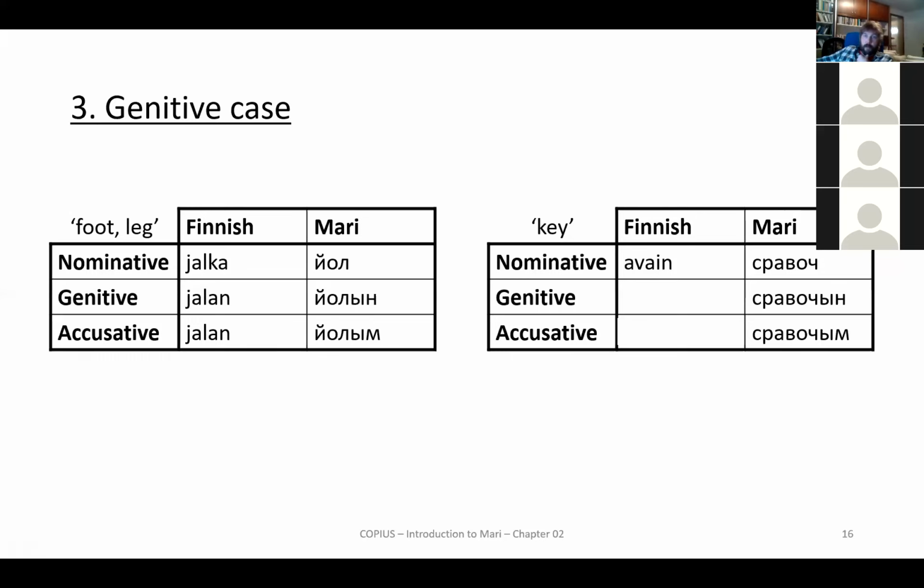But it's important to note that it's Finnish that is being weird here, because the Mari version is the original version. We can see what happened if we look at Finnish nouns, like all the nouns in the avain declension group. If we have avain, a key, and look at the genitive, it's avaimen. Suddenly we have an M appearing.